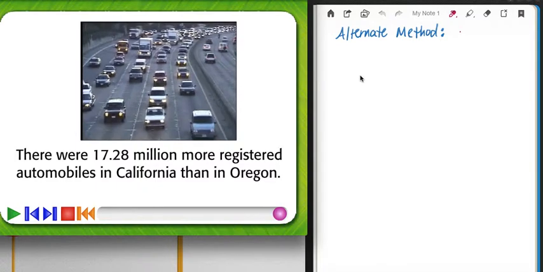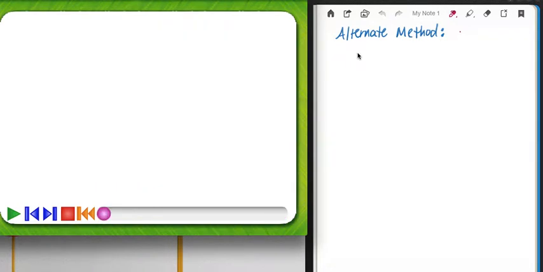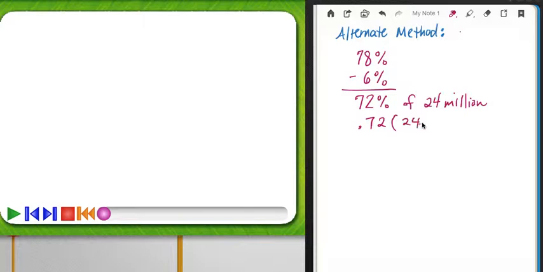Okay, so let's see if you came up with this. Let's just take the two percentages. Let's take the 78%, that's for California, and we want to find how much more California had than Oregon. Let's just subtract the percentages first. So the difference between those is 72%. So now all we have to do is find 72% of 24 million. And if you multiply that out, you change it to 0.72, multiply that by 24, and you'll end up getting 17.28, and then we'll write million at the end. Same answer, a whole lot quicker.